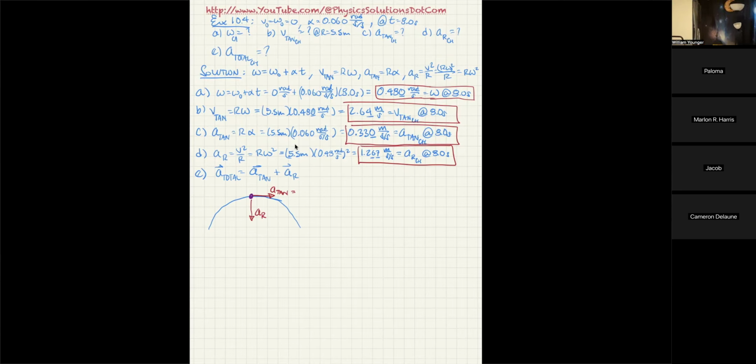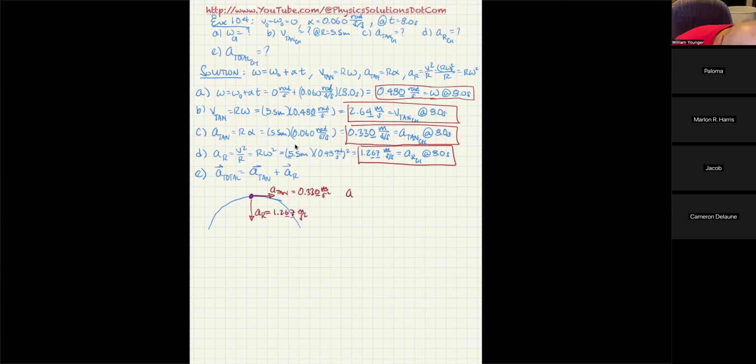Specifically, we know A radial is equal to 1.267 meters per second squared. Oops, that was the opposite one. Sorry about that. I took the radial one for the tangent one. So this is 1.267 meters per second squared, and the A tangent we found was 0.33 meters per second squared like that.